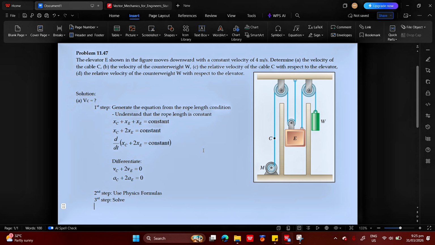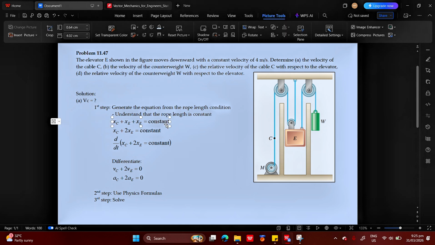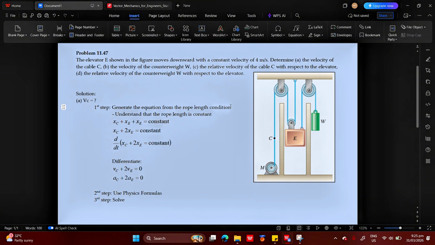So it's actually somewhat easy to generate an equation from the rope length condition, and it depends upon the system of the rope if it is simple or not. Okay, next, this is only for the first rope, guys. So moving on, use the physics formulas. So for VC, we know that the formula for VC.